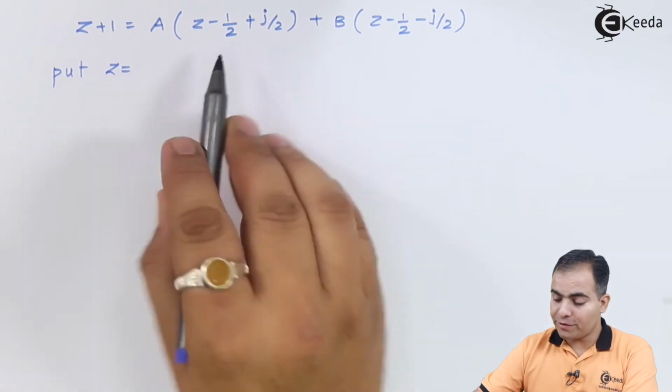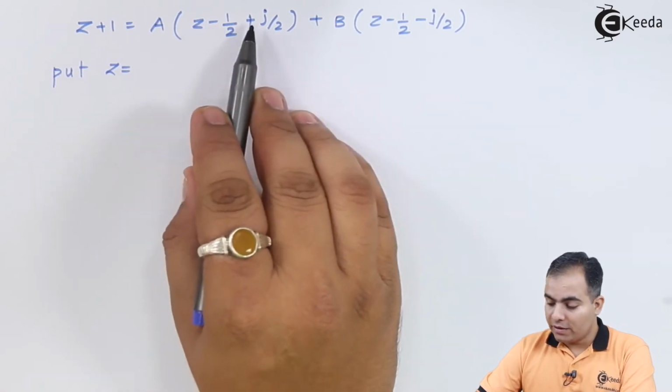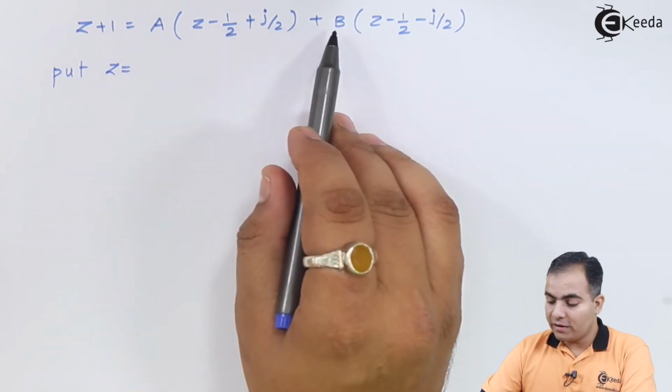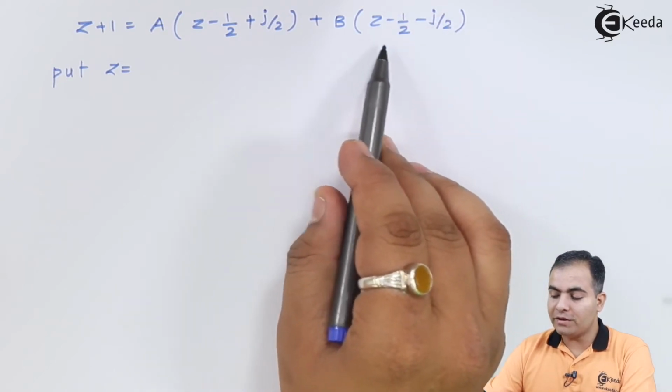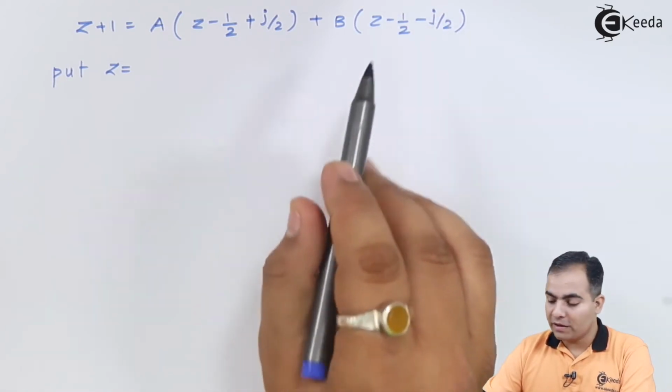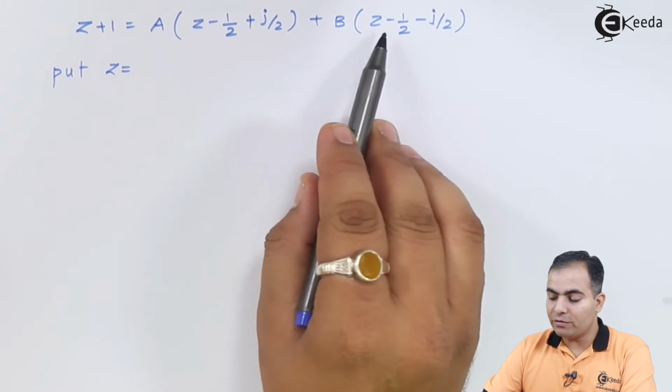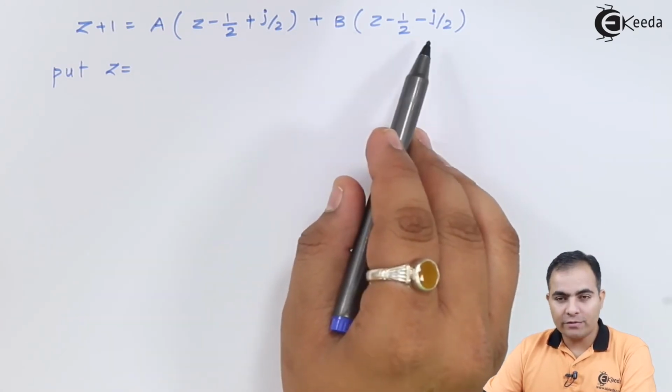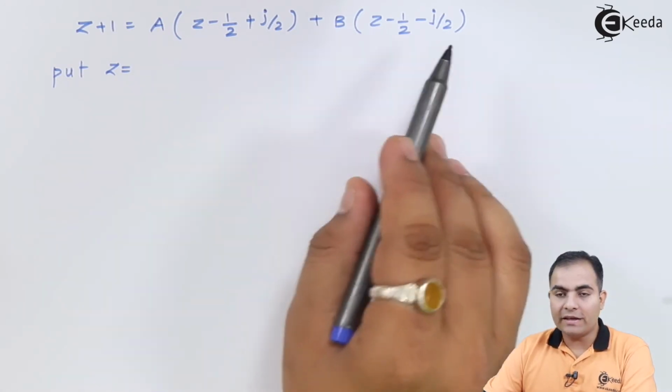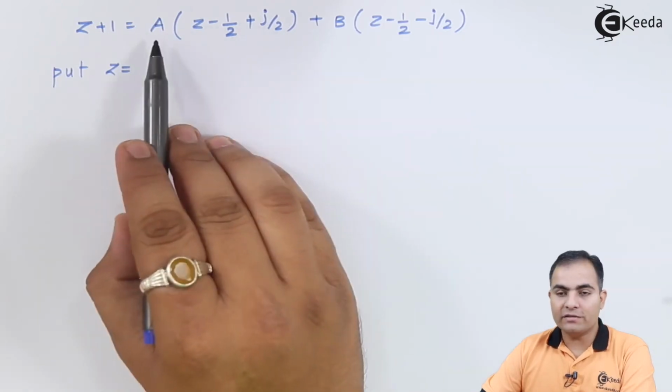Now I'm going to substitute z equals to, if I want to remove b, then I'll substitute the opposite value of this pole. If I substitute z equals to plus half plus j by 2, then these two terms will get cancelled, and automatically I'll get the answer of a.